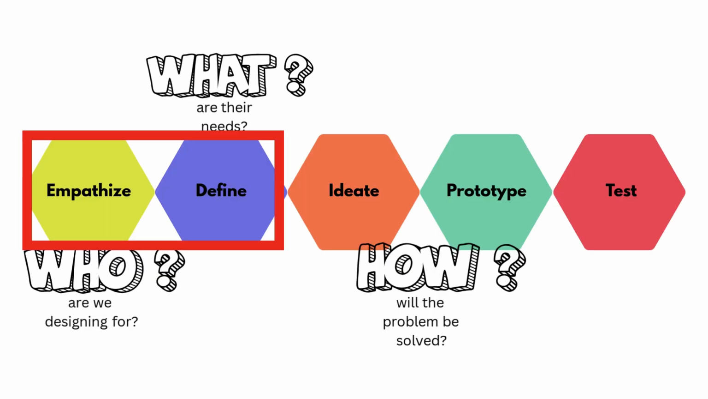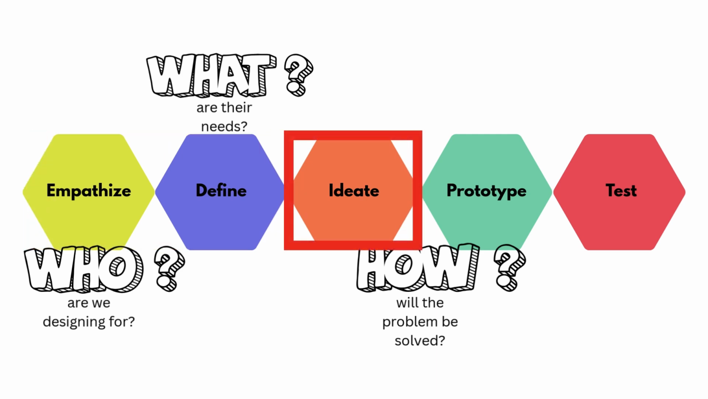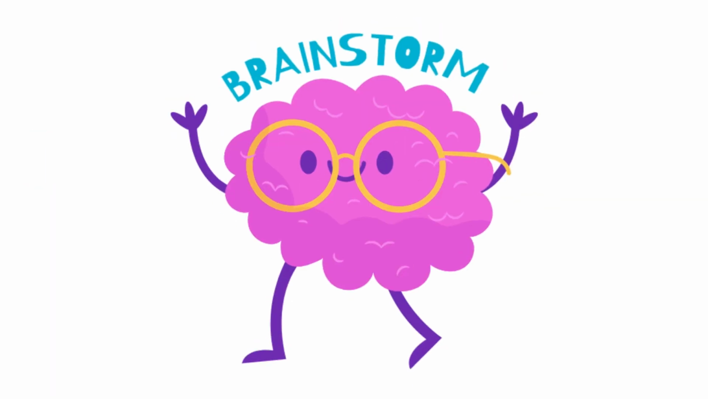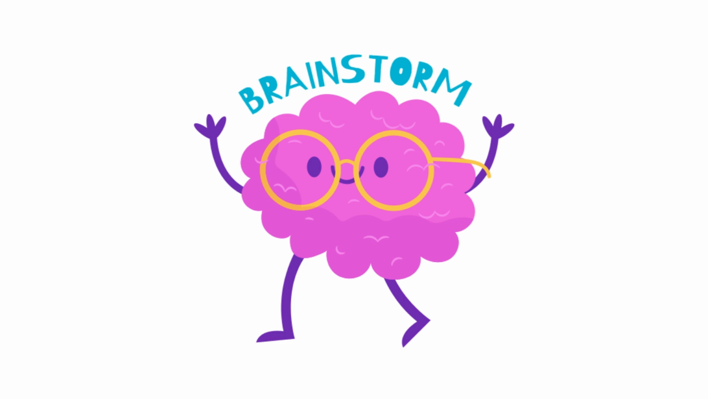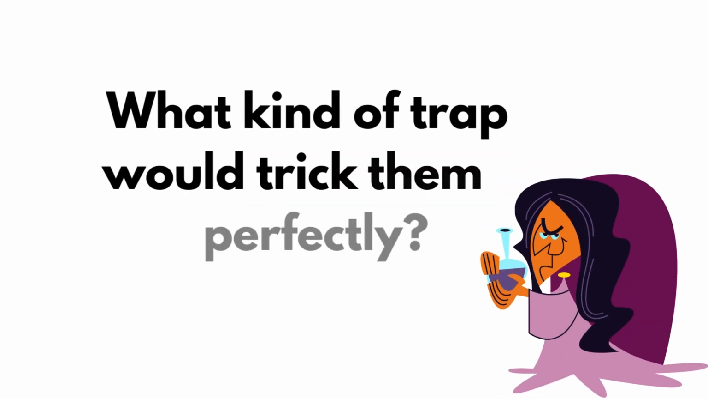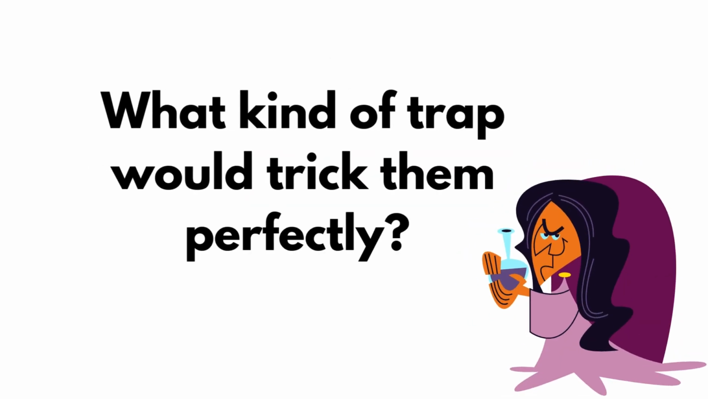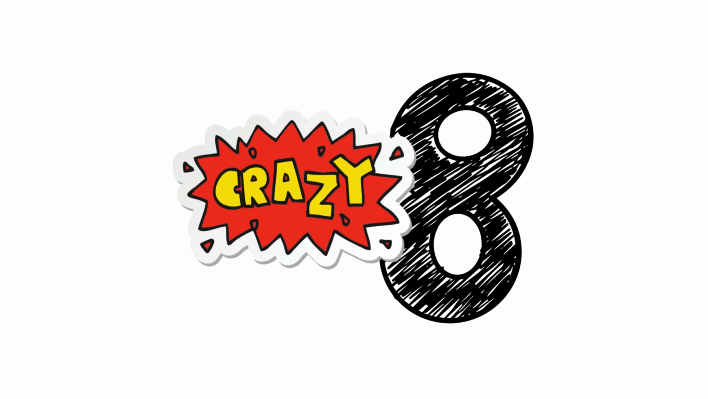Now that you know everything there is to know about your arch-nemesis, it's time to ideate. That is, brainstorm a whole bunch of ideas. What kind of trap would trick them perfectly? Our first idea isn't always the best one. So to generate a whole bunch of ideas, today we are going to play a game called Crazy 8s.